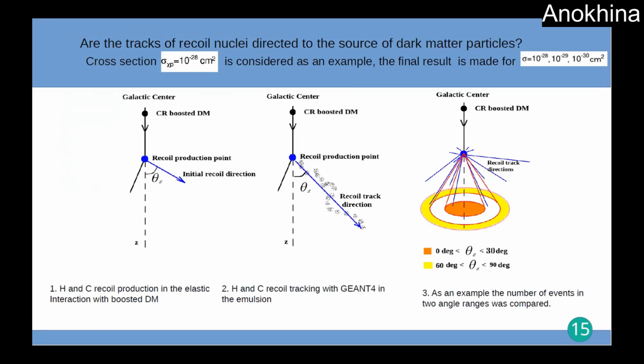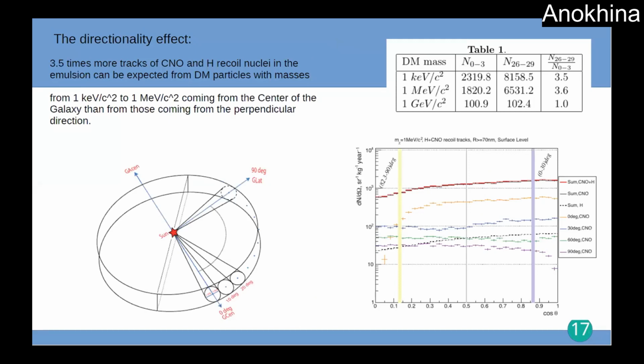are the tracks of the recoil nuclei directed to the source of dark matter particles? Now we consider the primary DM particles, the point of recoil production, and the track production in the emulsion. And now we compare the number of tracks in the angle ranges from 0 to 13 and from 16 to 19. Our answer: the directionality effect is that 3.5 times more tracks from CNO and hydrogen recoil nuclei in the emulsion can be expected from dark matter particles with masses from 1 keV to 1 MeV.